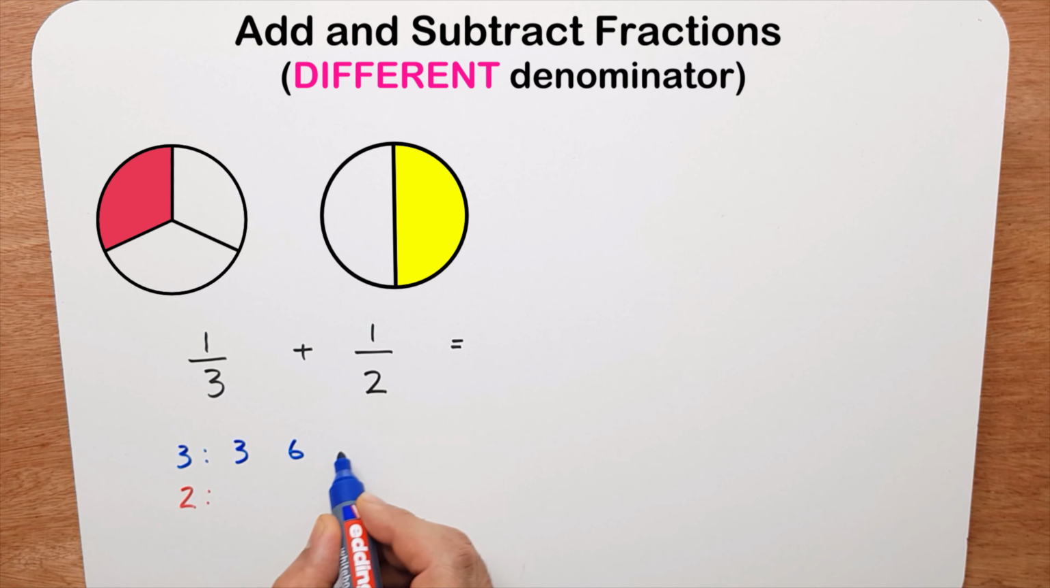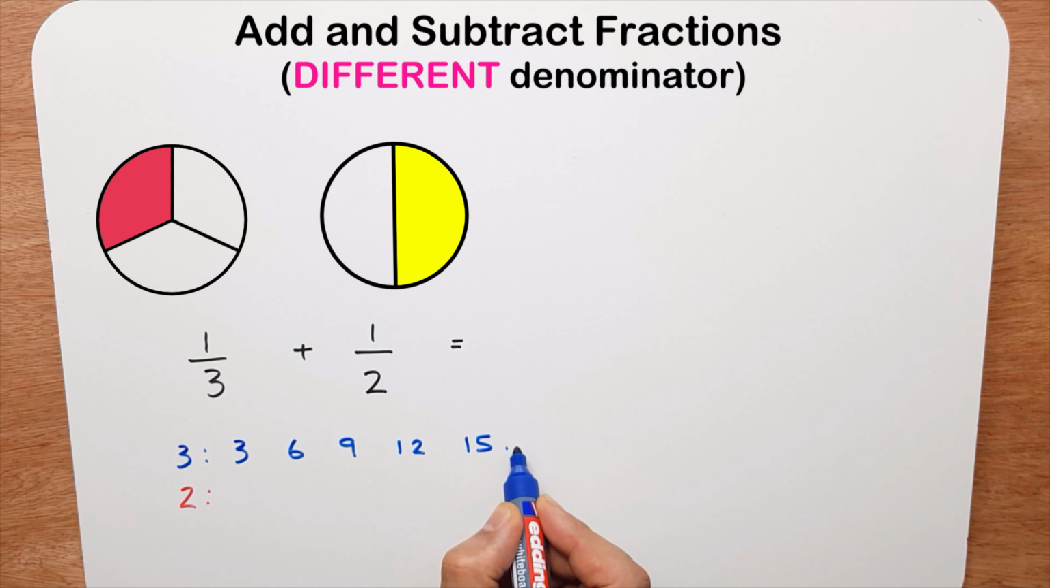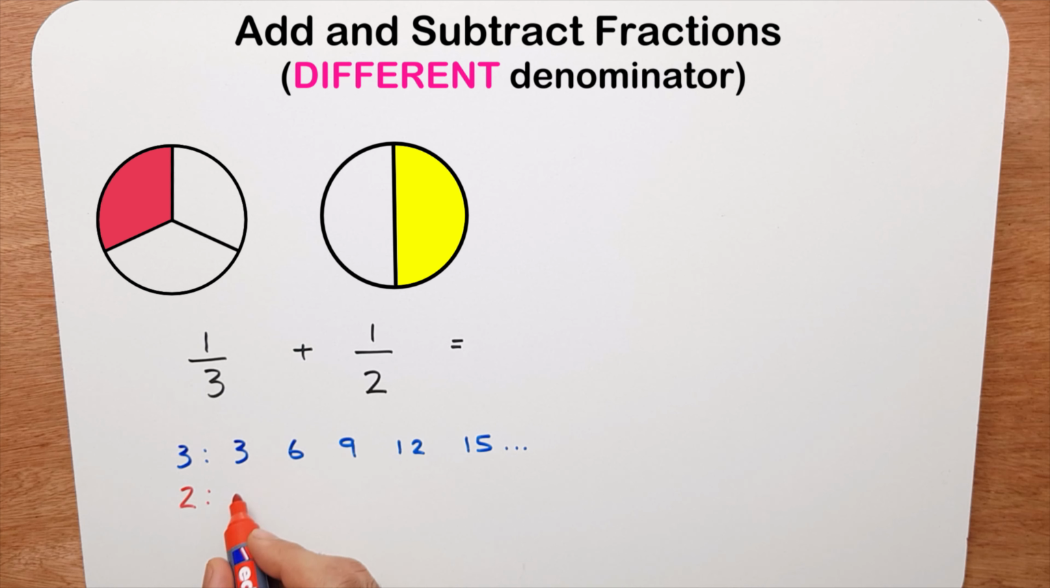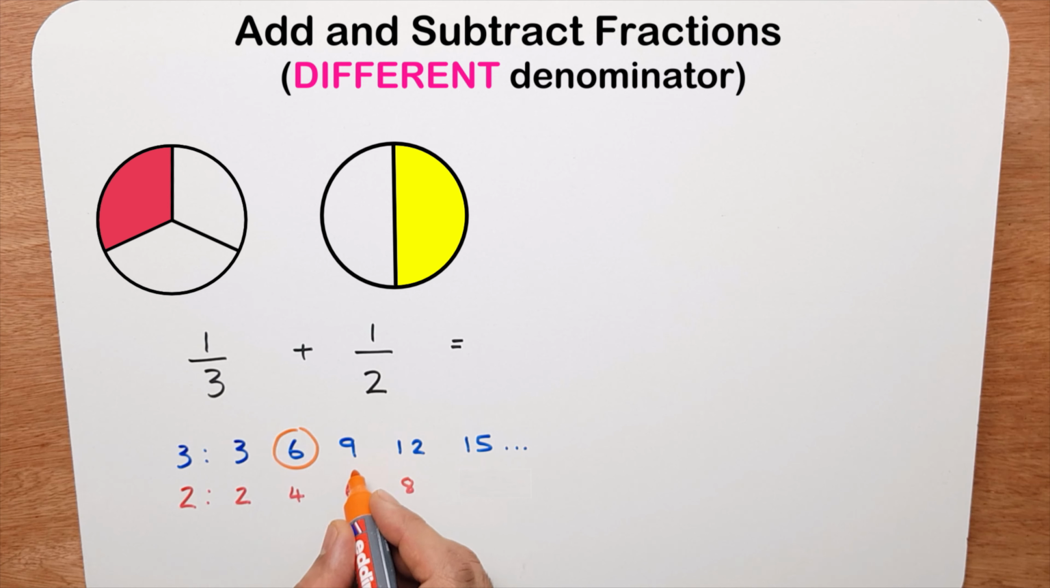3, 6, 9, 12, 15 and so on. 2, 4, 6, 8. Now if I run along this top list and this list, I need to circle the smallest number that is in both the lists. So if I go along here, I see there's a 6 there. And run along this list, I see there's a 6 there. And these are the two smallest numbers. We're only interested in the smallest number. It makes the maths much easier.